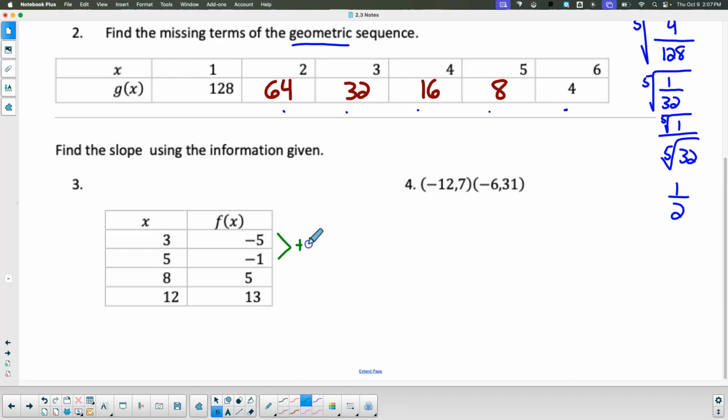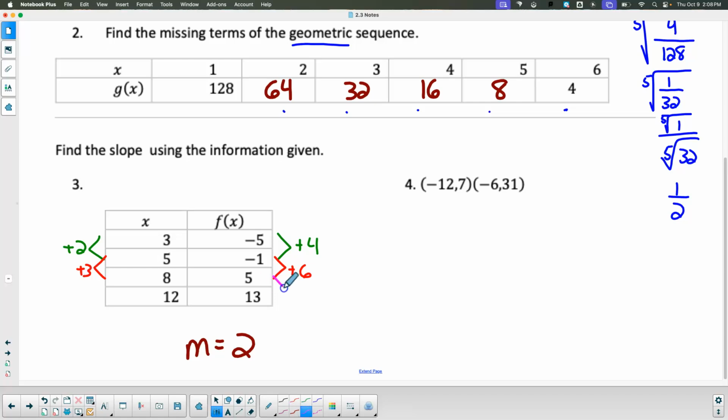Change here was plus 4. Change here was plus 2. So that would give me a slope then of positive 2. Change in f of x divided by change in x. Let's check it on some other ones. Change here was plus 6. Change here was plus 3. Still gets me a positive 2 slope.